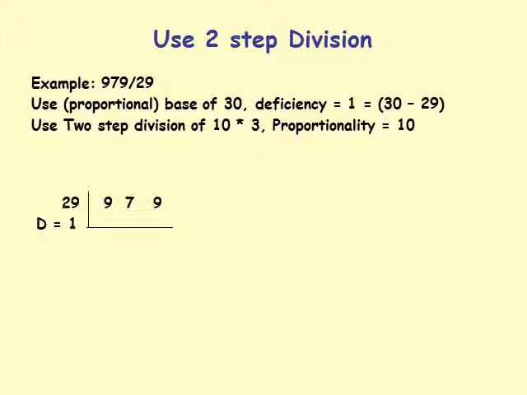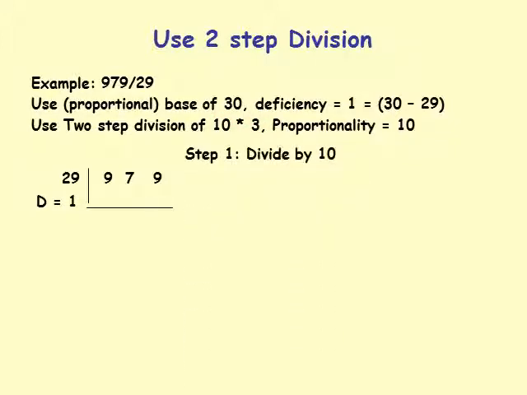Let's continue here. This is where I lay down my problem. The dividend here is 979, here is my divisor, and here is my deficiency, and my second division is 3, the first is by 10. Let's continue here. First I'm going to divide by 10. That's what we said.